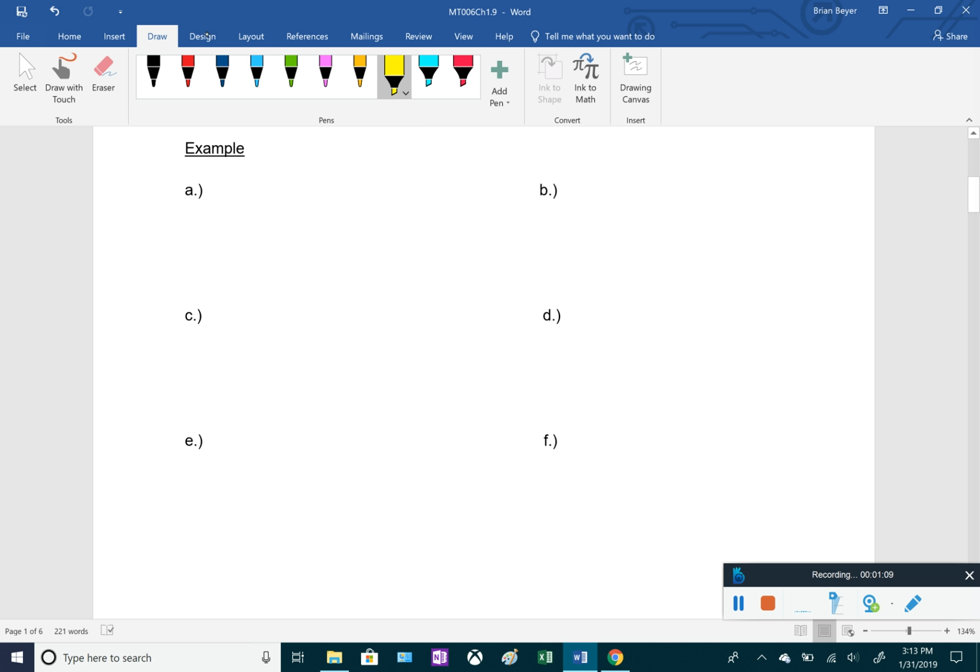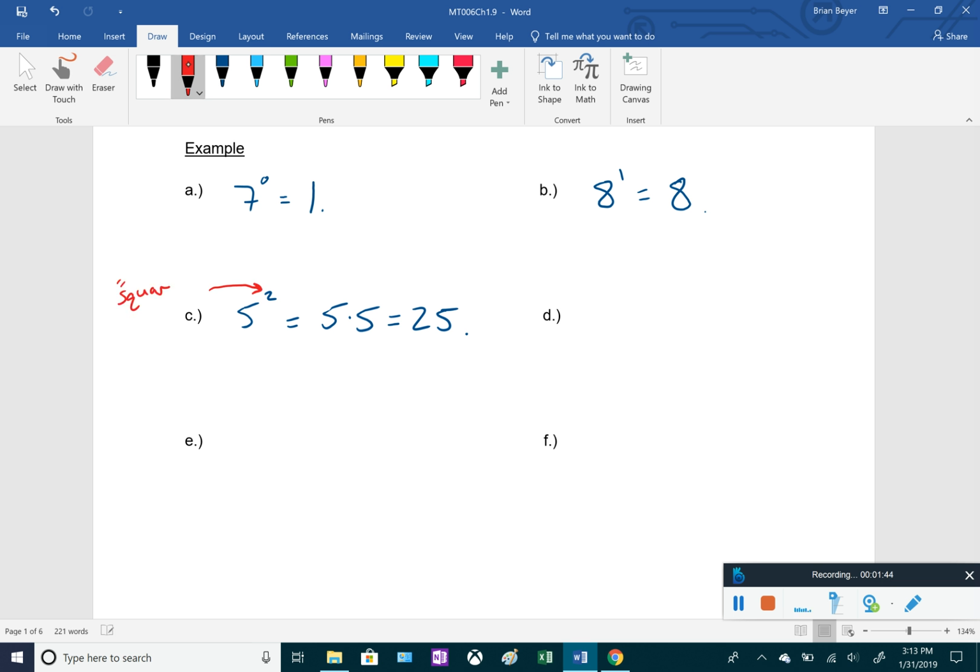So let's see some examples here. First example, let's say we had 7 to the 0, 7 to the power of 0. That equals 1 based on what we just said. And let's say we had 8 to the first power. That's going to equal 8. And let's say we had 5 to the second power. That's going to equal 5 times 5, so 5 multiplied together 2 times, which is 25. If we have a power of 2, that's one of the most commonly used ones, so we can read that as 5 squared.